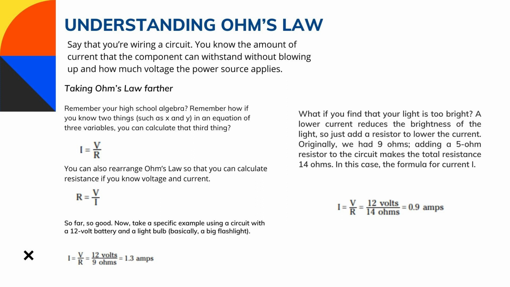Now, what if you find that your light bulb is too bright? A lower current reduces the brightness of the light, so just add a resistor to lower the current. Originally, we had 9 ohms, right? Now, adding a 5 ohm resistor to the circuit makes the total resistance 14 ohms. In this case, the formula for current is voltage divided by resistance. So we have our 12 volts, and then 14 ohms for resistance. So this is equivalent to 0.9 amps of current.